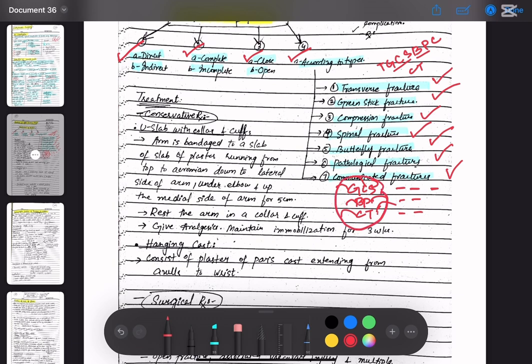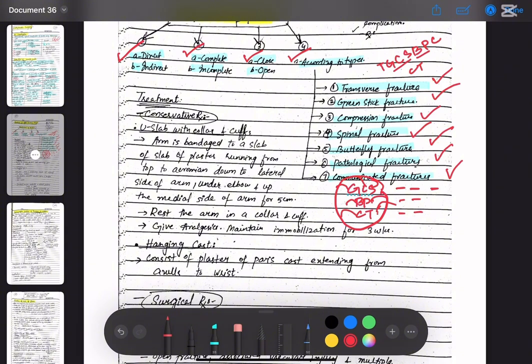For G, green stick fracture. For C, compression fracture. For S, spinal fracture. For B, butterfly fracture. For P, pathological fracture. For C, communicated fracture. For T, transverse fracture. So these are the major classes.